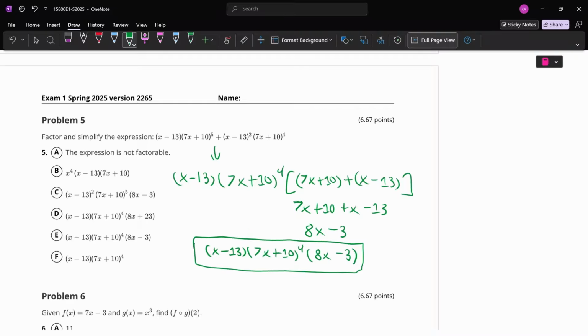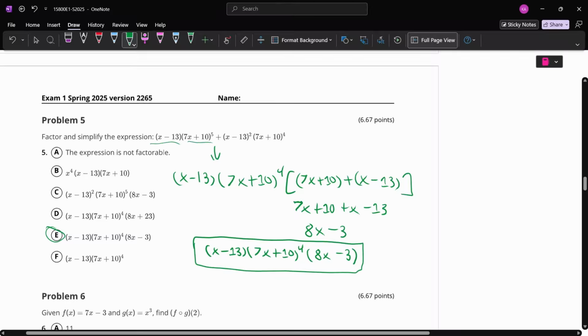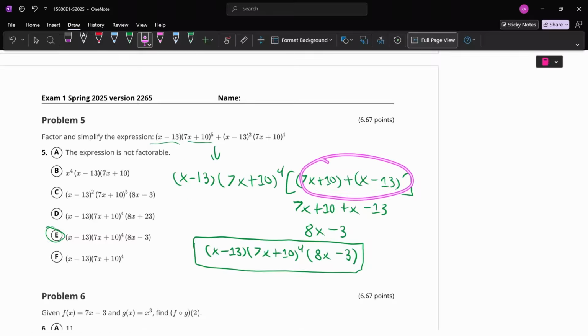Now we can match this up with our answer choices, and it matches up closest with answer choice E. You can see how, by taking out as many of these x minus 13 and 7x plus 10 terms as we can in the beginning, we were able to come up with something where everything was in the first power, then just add things together and end up with a nice expression like this instead of a foiled out mess. So the answer to this question is going to be E.